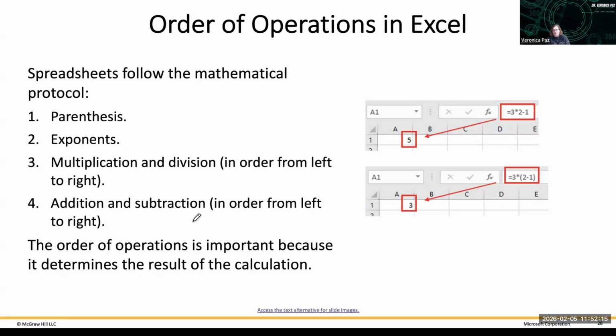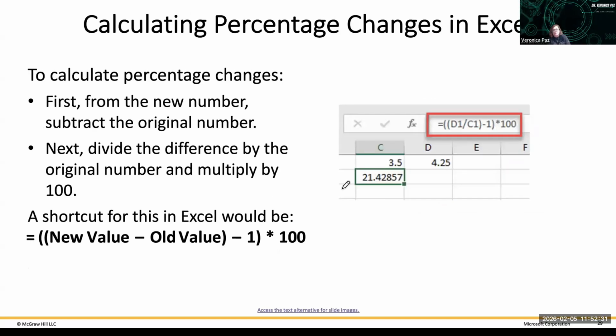And we talked about the order of operations in Excel. So this would do 3 times 2 first, which would give you 6, minus 1 to get the 5. And in this one, since the 2 minus 1 is in parentheses, it would do that first and get 1, and then multiply it by the 3.